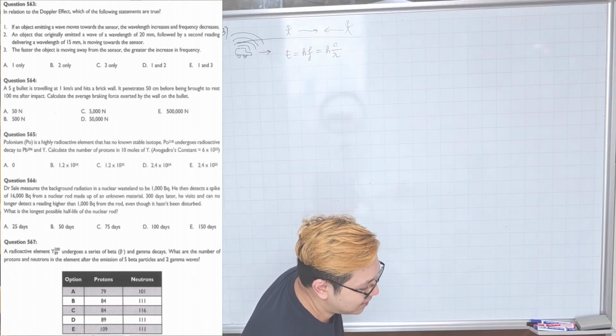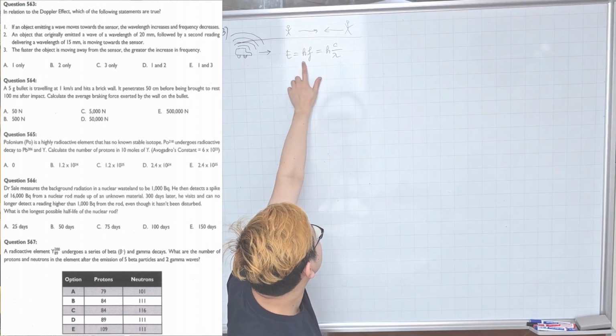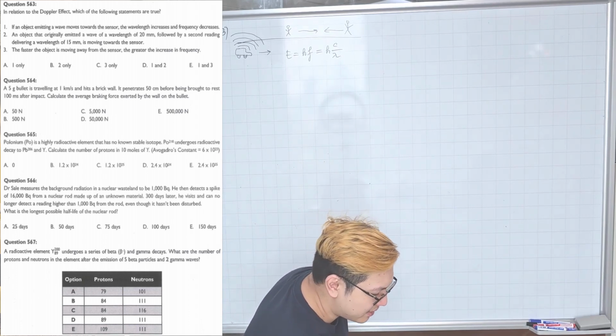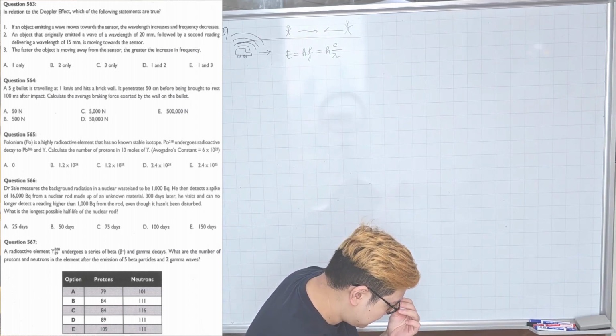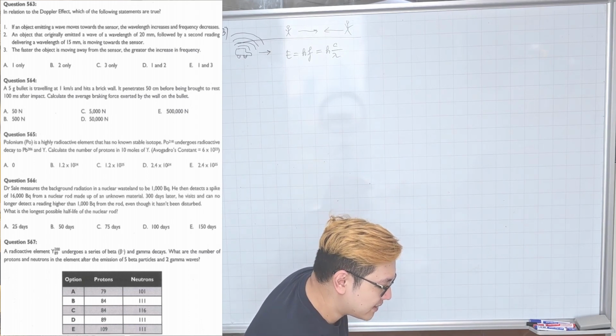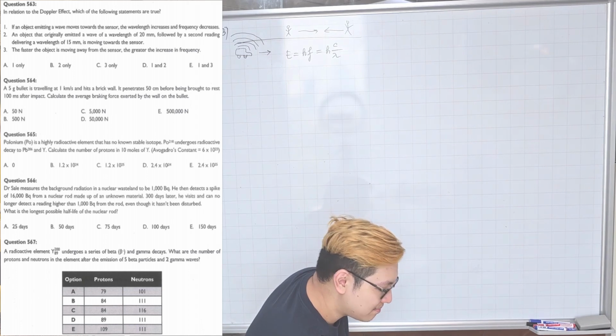Tại vì nếu mà nó di chuyển ra khỏi cái người quan sát thì cái năng lượng nó sẽ thấp dần, tức là F nó phải giảm dần, chứ không bao giờ có chuyện mà sự gia tăng về tần số gì đó. So the only correct answer is 2, right? Is it B? B, very good.